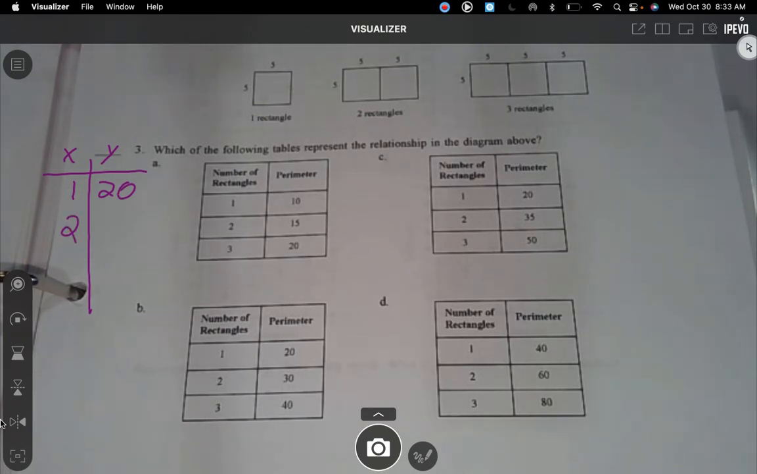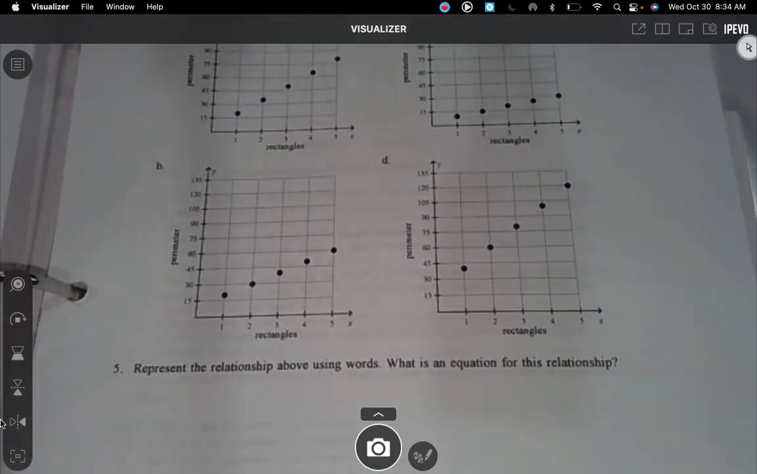In my second rectangle, or 2 rectangles, sorry, it's 5, 5, 5, 5, 5, 5. What's that going to be if I count up all the way around? 30. Okay? And in my third one, what's it going to be? 40. Which answer is that? B. Okay? Is everybody good with that? Remember, for the perimeter you count up all the way around. So that answer is B. Now, I might have to come back to that in a second. 20, 30, 40.